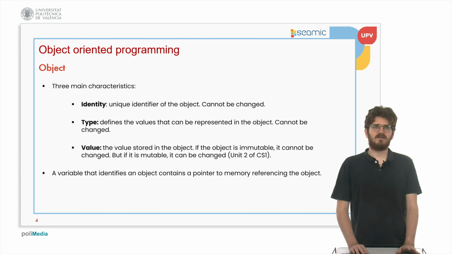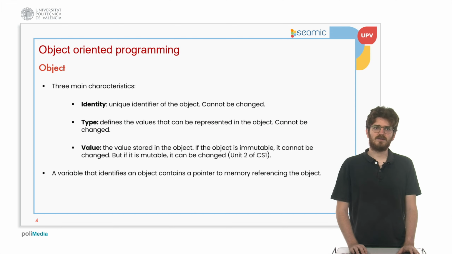They have three main characteristics. First, they have an identifier, which is unique for the object across the program. No two objects will have the same identifier, and it cannot be changed. However, this is not the same as the variable to which it is assigned, but an internal ID that helps us determine whether two objects are the same or not.